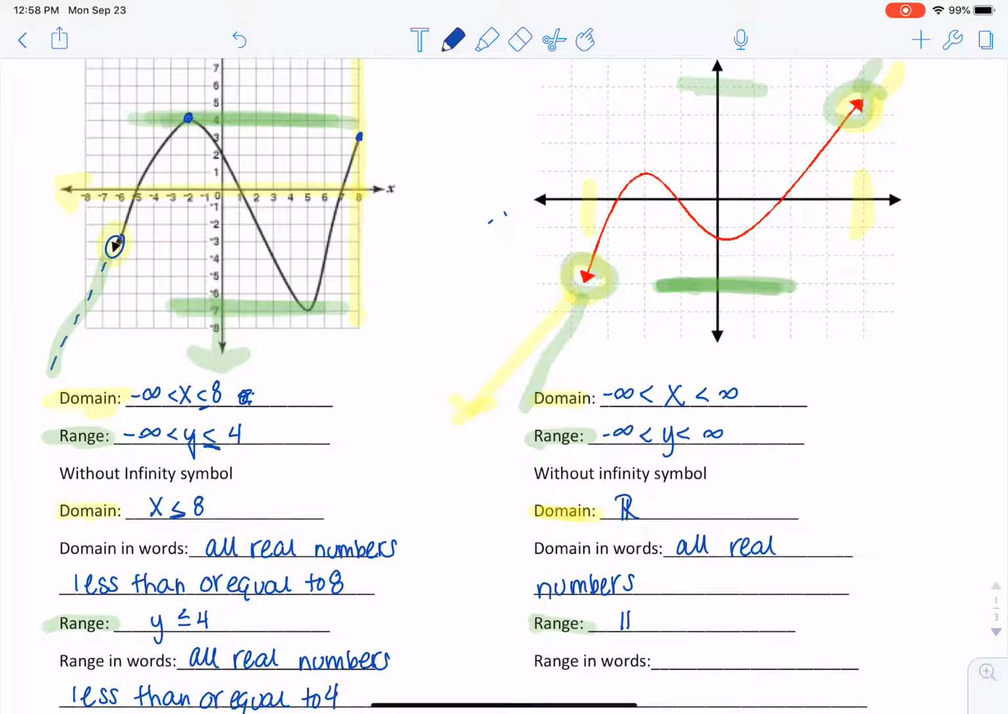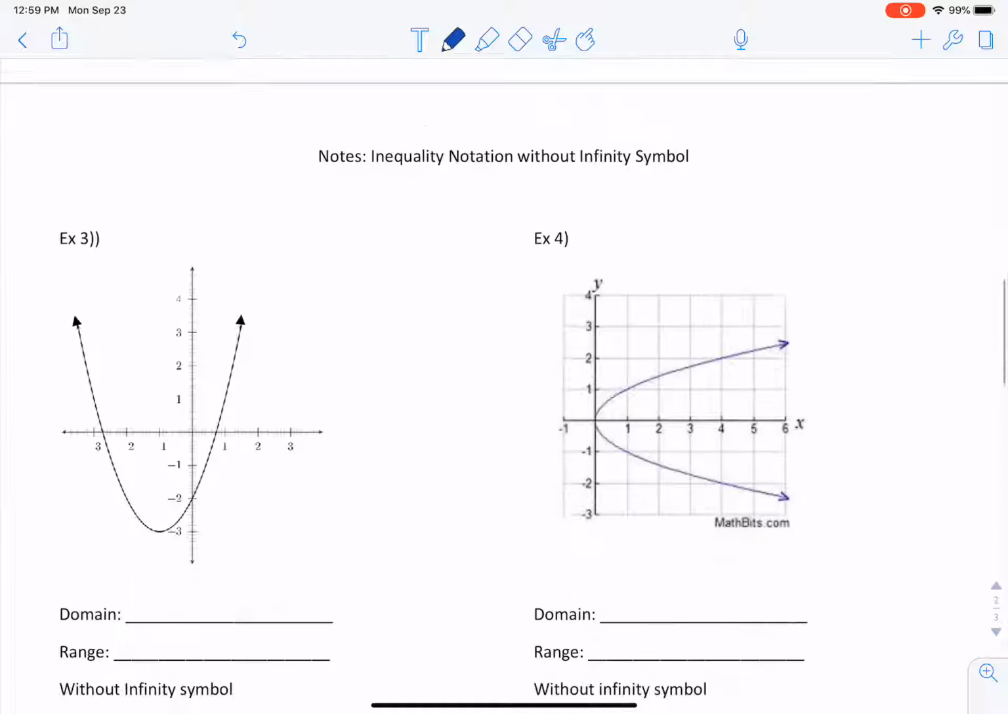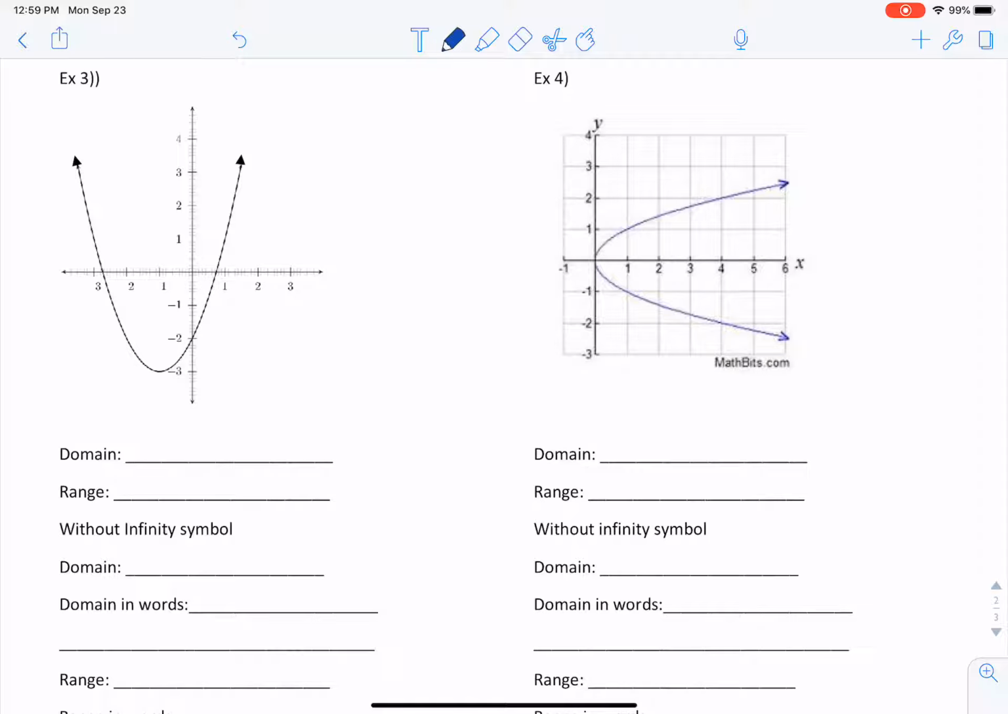I can just say it's this double bar R for all real numbers. And in words, that's all I can say, all real numbers. It doesn't stop in any direction, so I can't put any number stipulations on that domain and range, okay? All right, two more.